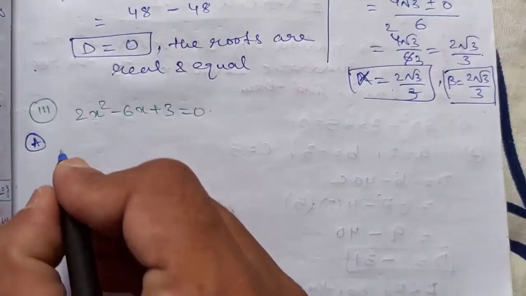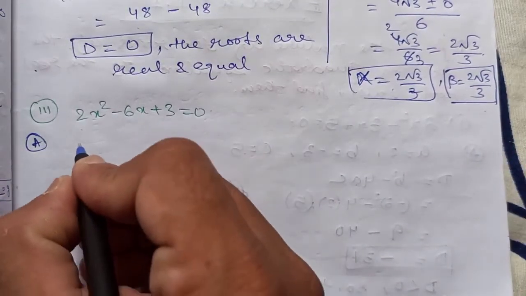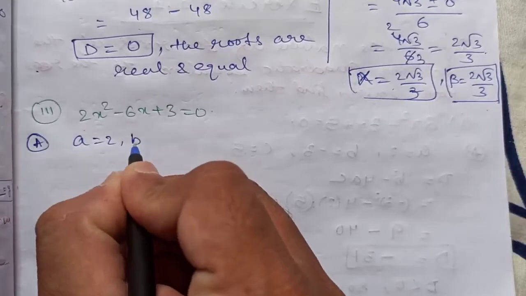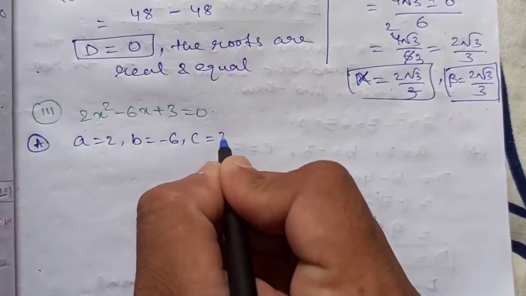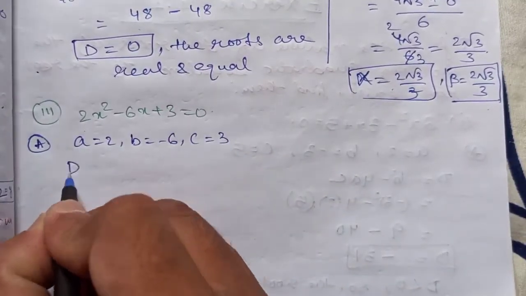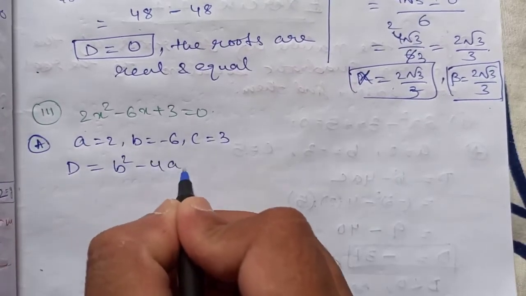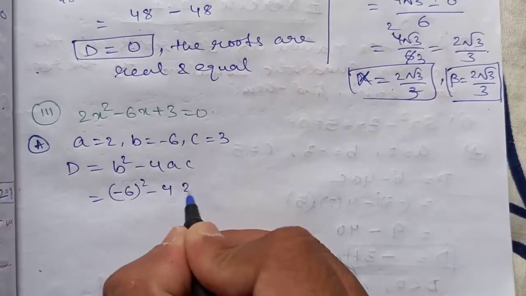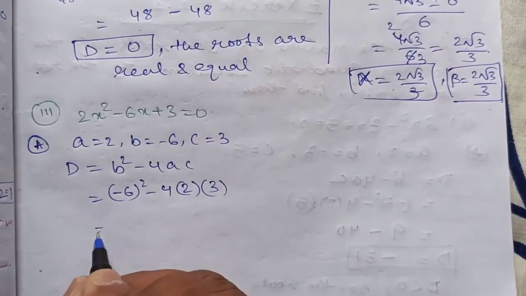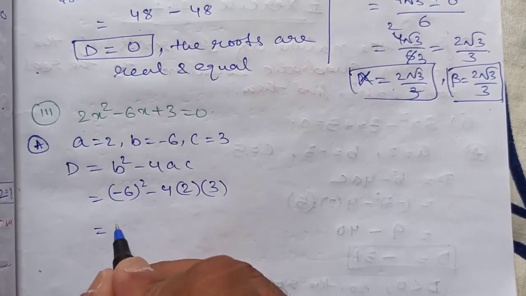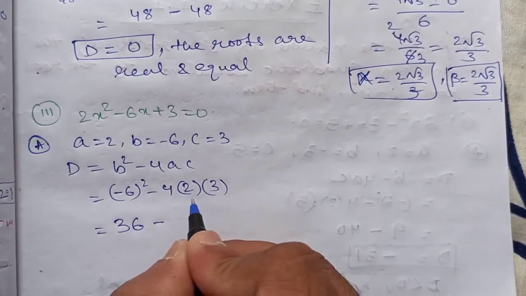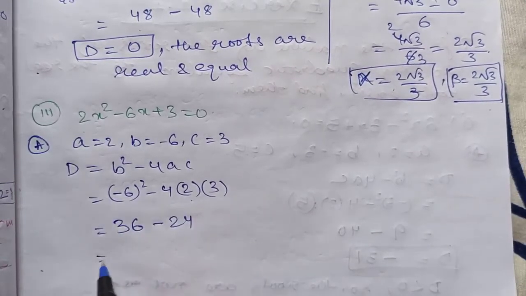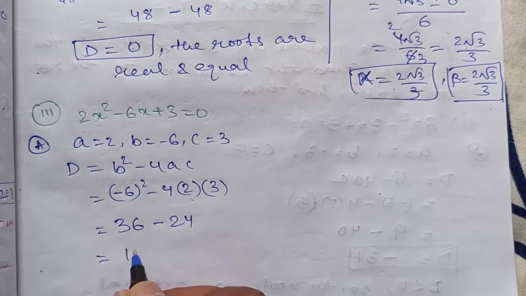Third bit. In the third bit it is given 2x square minus 6x plus 3. First of all you write a is 2, b is minus 6, c is 3. Now we'll find out d, discriminant, b square minus 4ac. What is b? b is minus 6 square minus 4 into a is 2, c is 3. Okay, minus minus is plus, 6 6s are 36 minus 4 2s are 8, 8 3s are 24, equals to 36 minus 24 will be 12.